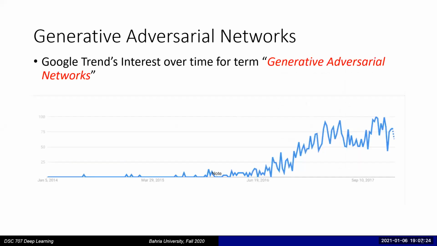Although GANs were introduced in 2014, they were not very popular in that era, right? For example, if you see the Google Trends of people searching for this, you don't see much activity here, right? But from 2016 onwards, you see the popularity of GANs has increased.